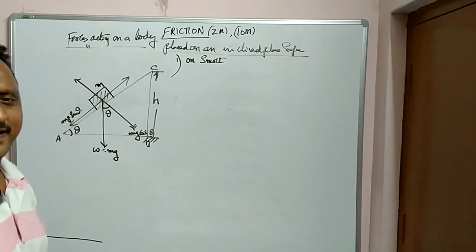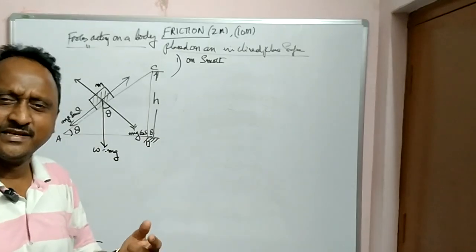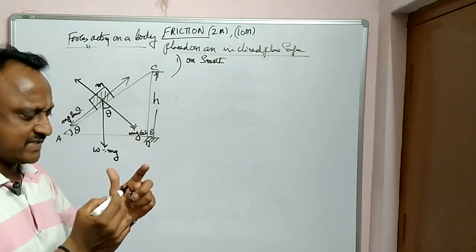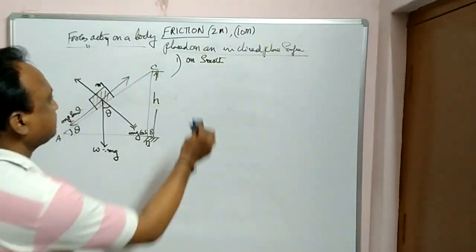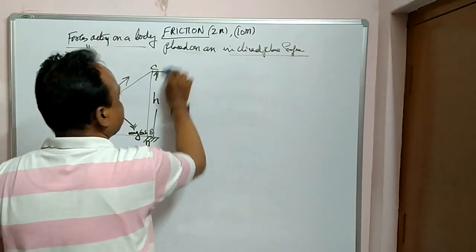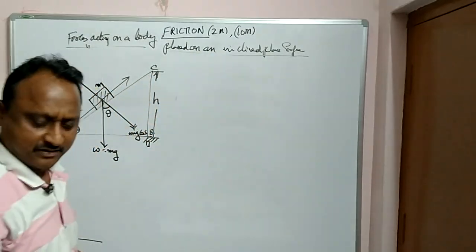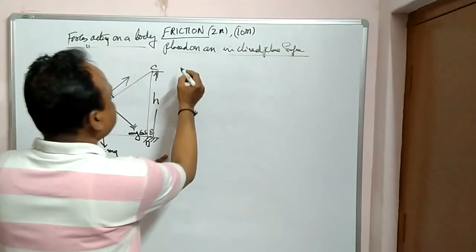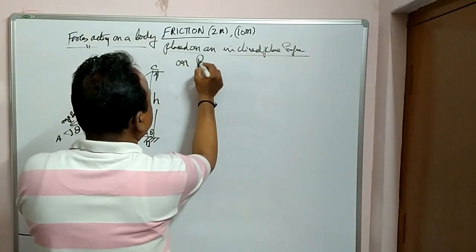Let us do better. Let us go for rough surface. If we do the rough surface, smooth surface becomes easy. That is better. Let us go for rough surface, then it becomes very easy. We can save our time. That is, on rough surface.